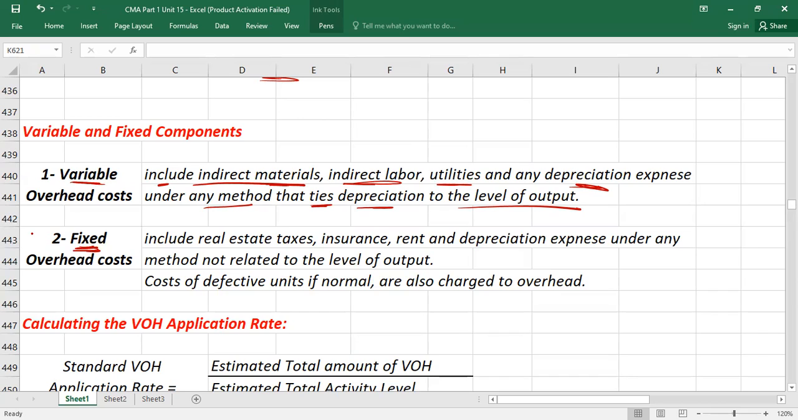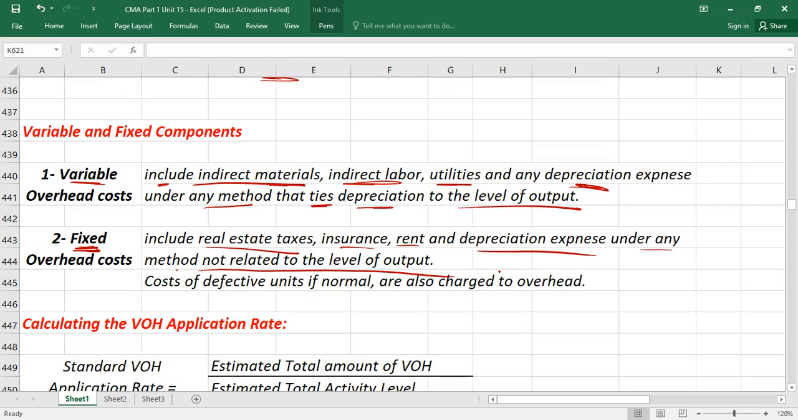Fixed overhead. As I gave you examples earlier, real estate taxes could be fixed, insurance could be fixed, rent could be fixed, depreciation expense can also be fixed under any method not related to the level of output. As I have given the example, depreciation under the straight line method or the reducing balance method is treated as fixed overhead.